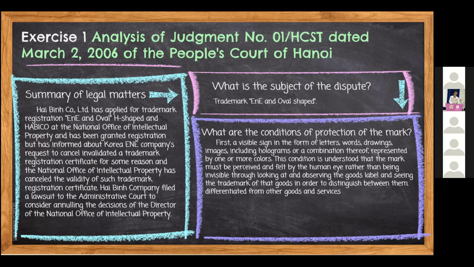What are the conditions of protection of the mark? First, a visible sign in the form of letters, words, drawings, images, including holograms, or a combination thereof, represented by one or more colors. This condition is understood to mean that the mark must be perceived by the human eye rather than being invisible, through looking at and observing the goods' label and seeing the trademarks of that good, in order to distinguish goods from other goods and services.